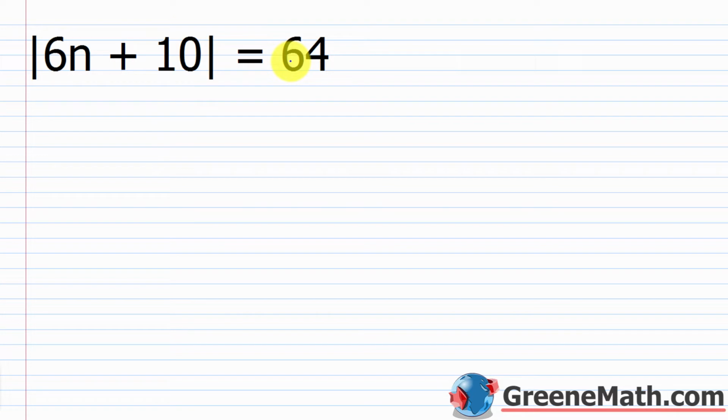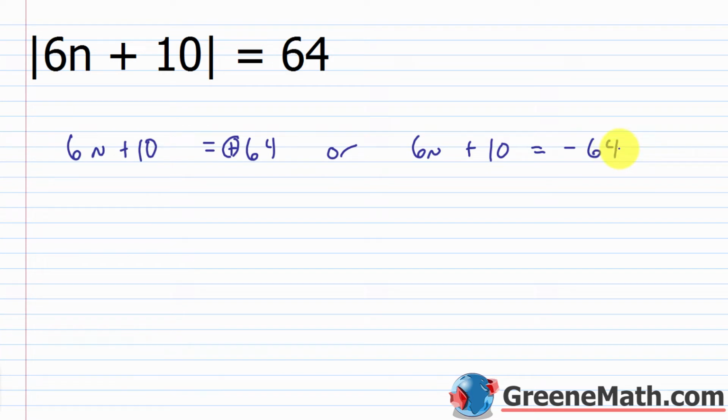So what we need to do, again, if this is isolated for us, we can say that 6n plus 10, this is inside of absolute value bars, can be equal to positive 64. Let me put a plus out there for emphasis. Or it could also be equal to the negative of 64. So 6n plus 10 could be equal to negative 64. And you might say, well, that doesn't make much sense. We go back to the last example where we had the absolute value of x was equal to 4. Well, x could be equal to 4, or x could be equal to negative 4. It's the same principle here, it's just a little bit more advanced.